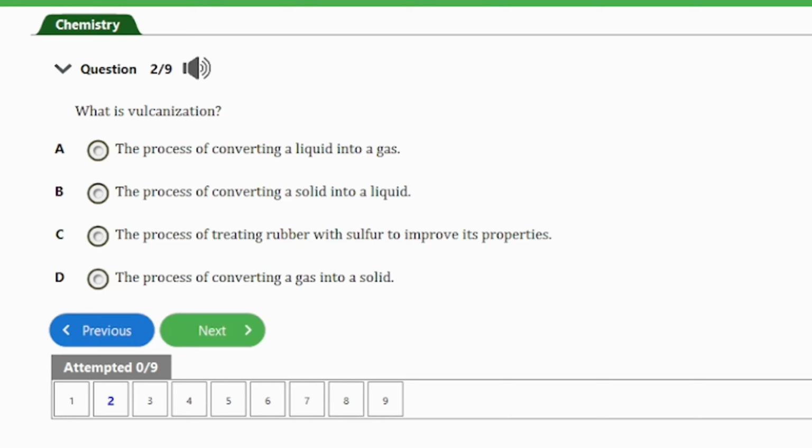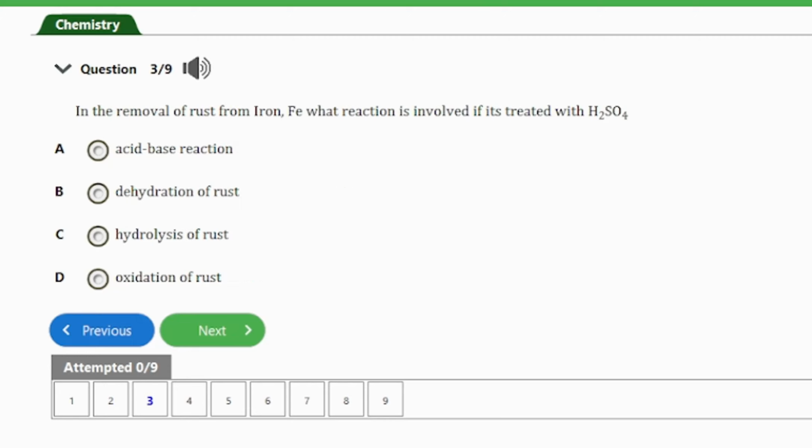So guys, the answer to this question is option C here. Vulcanization is actually the process of treating rubber with sulfur and heat or other chemicals to improve its mechanical properties such as elasticity, strength, and resistance to temperature, and so on. So guys, that's the answer to this question. That's option C here. So let's consider the next question.